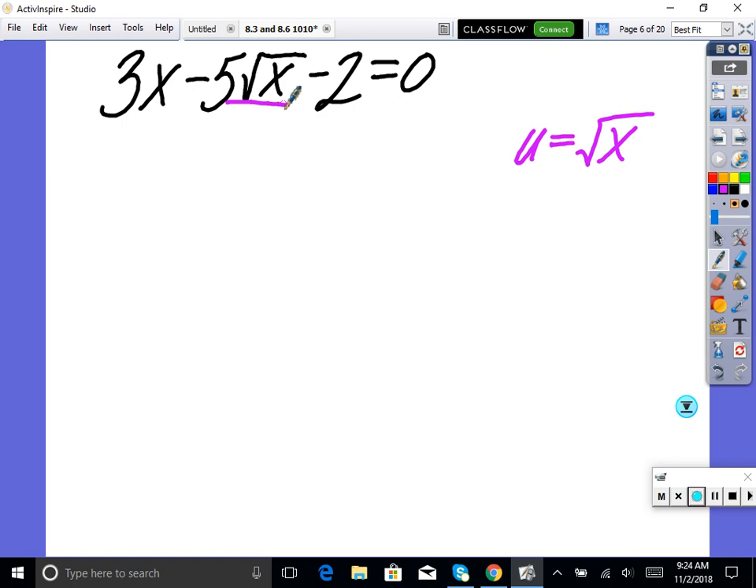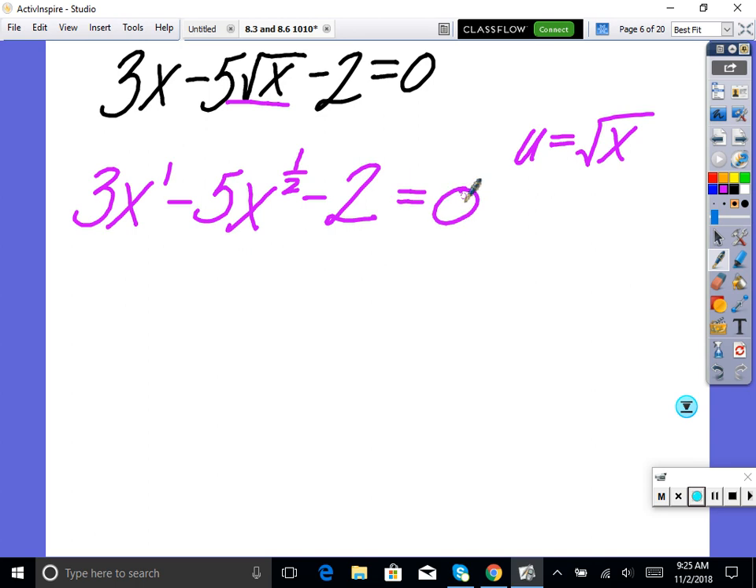So let's think about why this is. Isn't this really this? 3x to the first minus 5x to the 1/2 minus 2? Well, isn't it going down in even increments then? 1, 1/2, constant. Does everybody see? So it's the same pattern here.